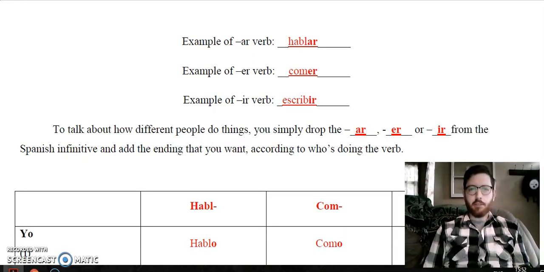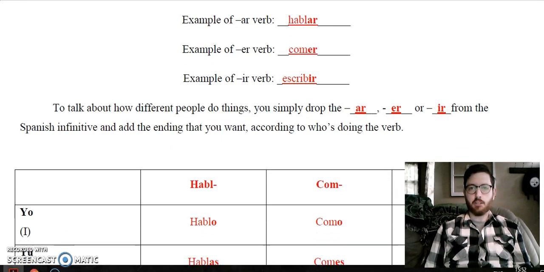So to talk about how different people do different things, all you have to do is just drop the AR, the ER, or the IR and find what we'll call the stem. And the stem is just what you find if you drop those letters. So from hablar, drop the AR, your stem would be habl. If you drop the ER from comer, your stem would be com. And if you drop the IR from escribir, your stem would be escrib.